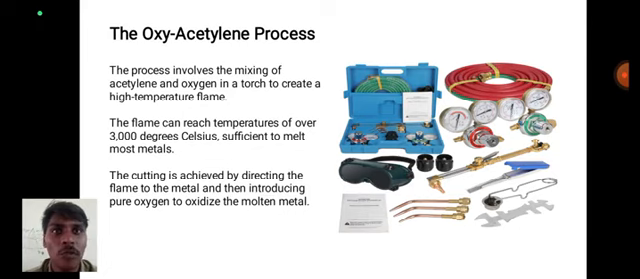The oxyacetylene process. The process involves the mixing of acetylene and oxygen in a torch to create a high temperature flame. The flame can reach temperatures of over 3000 degrees Celsius, sufficient to melt metal. Cutting is achieved by directing the flame to the metal and then introducing pure oxygen to oxidize the melted metal.